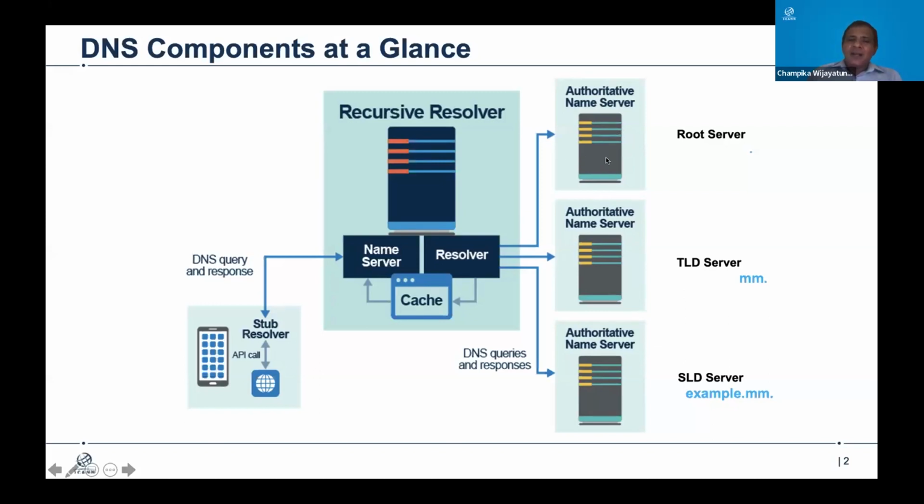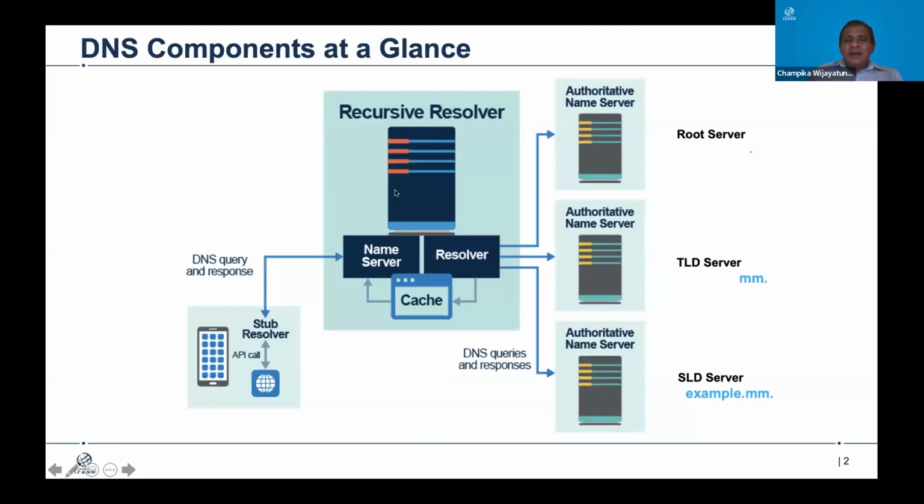So this is where we run primary name servers and secondary name servers. Root servers are authoritative name servers for the root zone. Similarly, .mm name servers are authorized for the .mm zone. There are about five authoritative name servers for .mm, scattered in different networks, and they keep the .mm space.